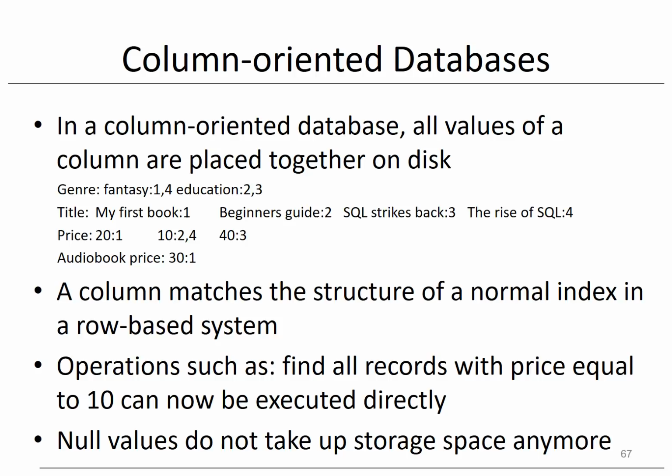However, the need for separate indexes disappears here, as the primary keys for each column are the data values themselves, mapping directly to record identifiers. For example, genre fantasy maps to records 1 and 4. Operations such as find all records with price equal to 10 can now be executed directly in a single operation.